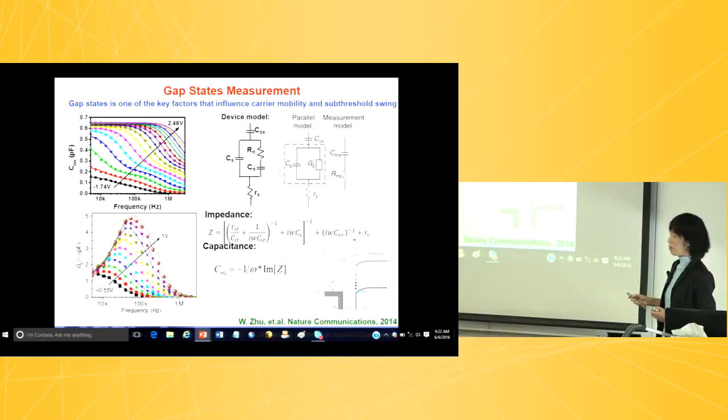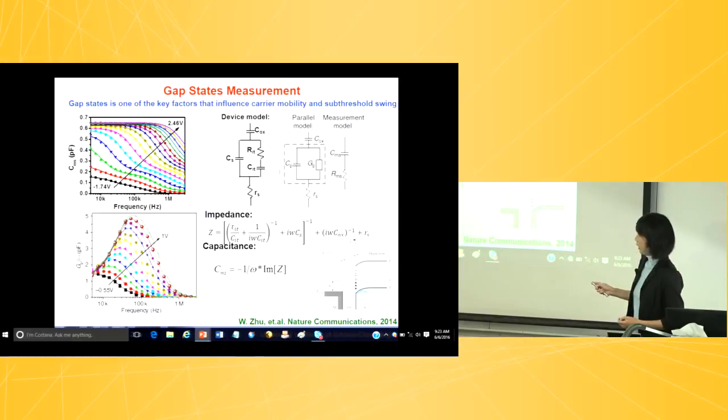If we look at it more mathematically, then we can calculate the total impedance of this structure. The total impedance takes into account all these components added together in series or in parallel. The measured capacitance will correspond to the imaginary part of the impedance, and the resistance or conductance will correspond to the real part of the impedance. So by fitting this capacitance at different frequencies, we can extract the interface trap capacitance.